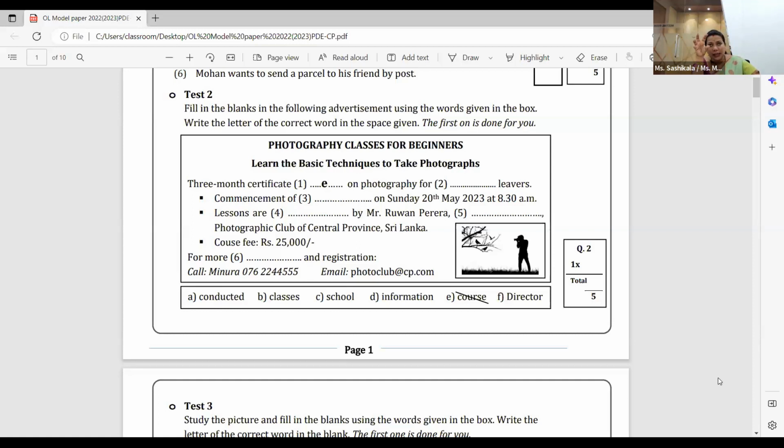So this is actually a notice. Sometimes you get notices like this in the writing questions. Okay, let's go through the questions now.